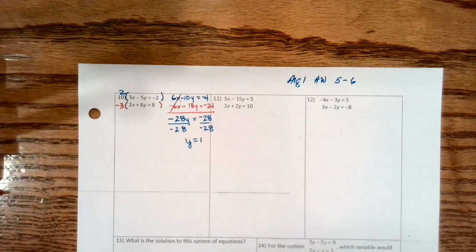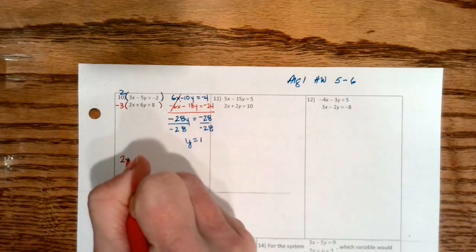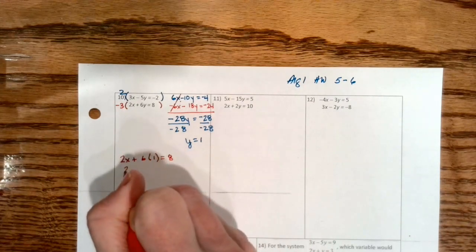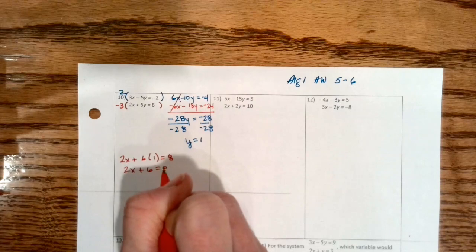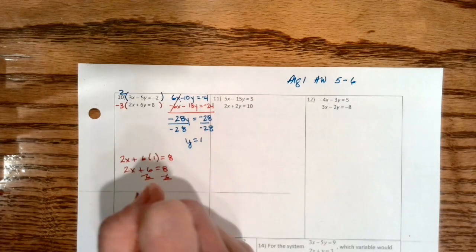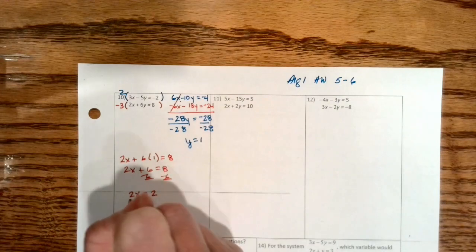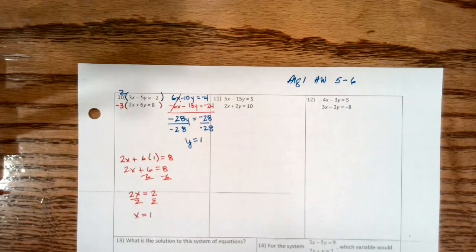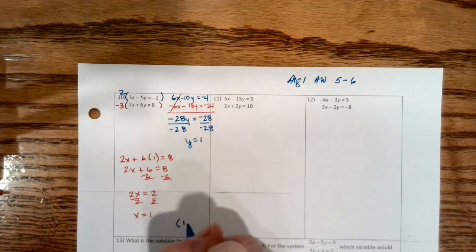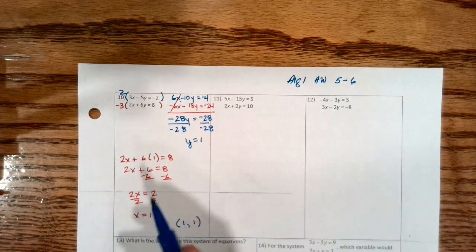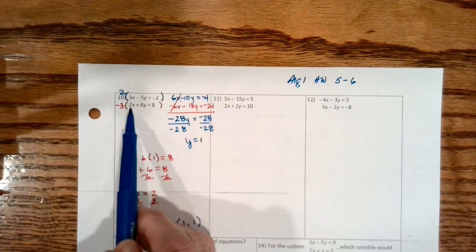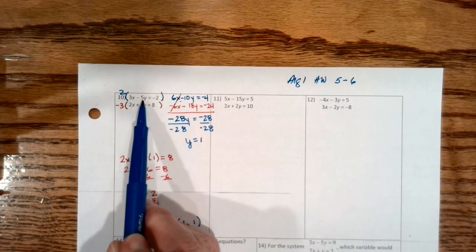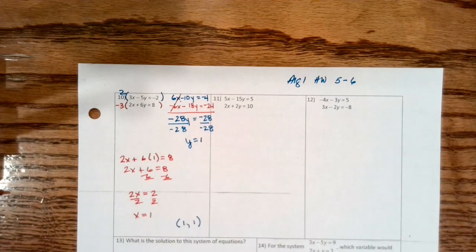Choose either equation to solve. I'm going to say 2x plus 6 times 1 is equal to 8. 2x plus 6 is equal to 8, minus 6, minus 6. 2x is equal to 2. So x has a value of 1. Therefore, my ordered pair is over 1, up 1. And remember, you can test it. 2 times 1 plus 6 times 1, that equals 8. 3 times 1 minus 5 times 1, that equals -2.